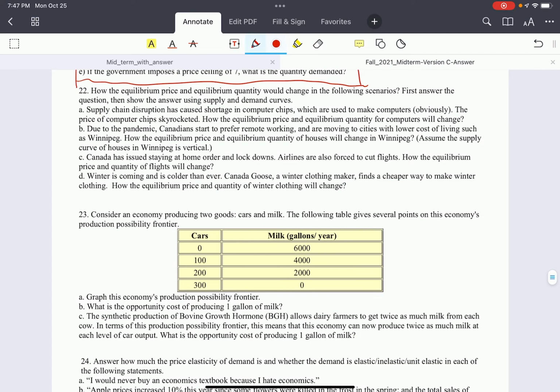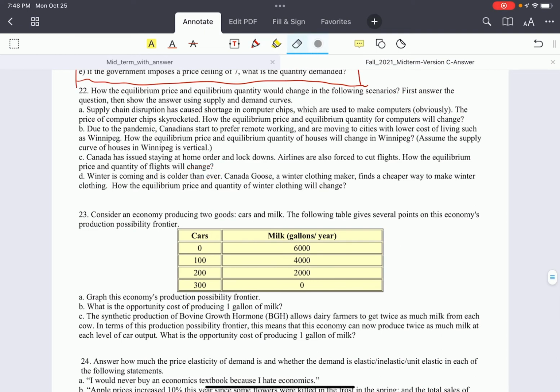Okay, D, it says, winter is coming and it's colder than ever. Canada Goose, it's this winter clothing maker, finds a cheaper way to make winter clothing. How the equilibrium price and quantity of winter clothing will change. So here, winter is colder than ever, which means there is an increased preference for winter clothing from the perspective of consumers. So demand should increase. And then the producer finds a cheaper way to make the product. So in this case, you can see that supply will increase.